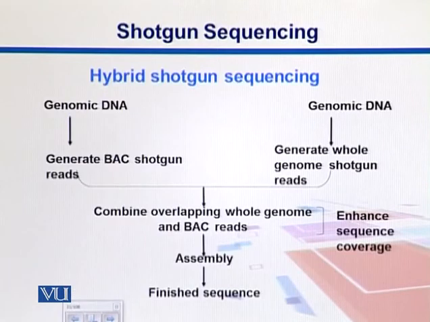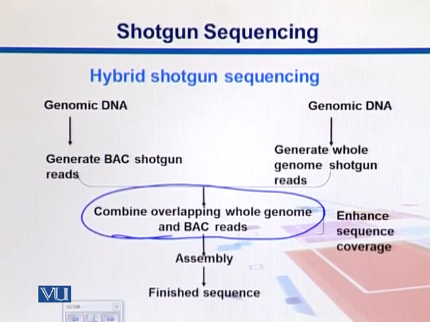There is another technique called hybrid shotgun sequencing, which is a mixture of these two. We have the BAC shotgun reads and the whole genome shotgun reads, and we put them together, look for the reads which overlap between the two, and retain those reads. In this way we have stronger evidence, and we use the reads common to both for assembly, and in the end we can expect a good finished product.